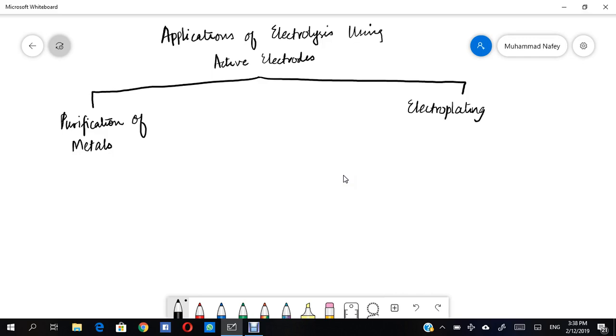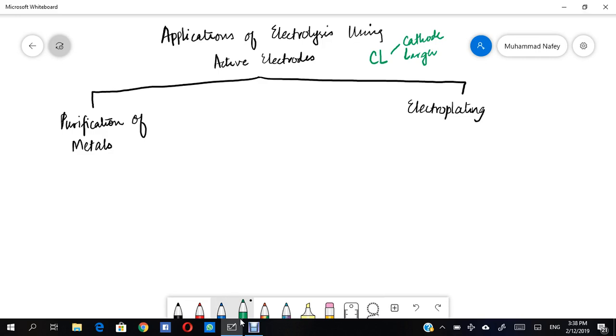Now, the principle behind electrolysis using active electrodes was that the cathode becomes larger. The stepwise procedure was that the atoms that form the anode lose electrons, form ions, and move into the solution.